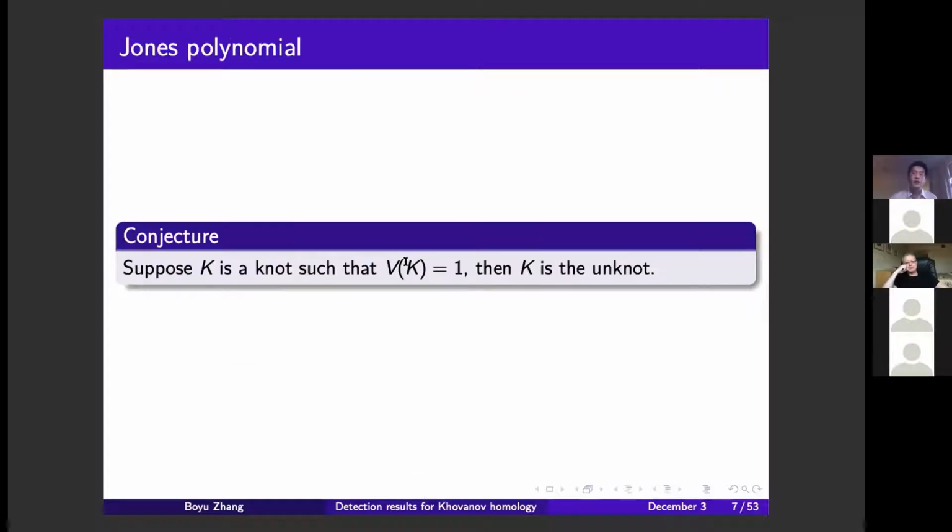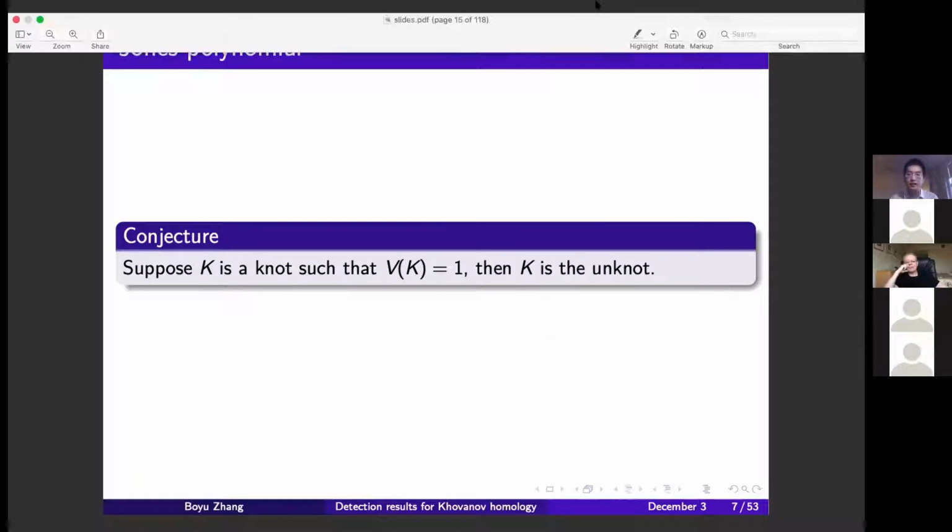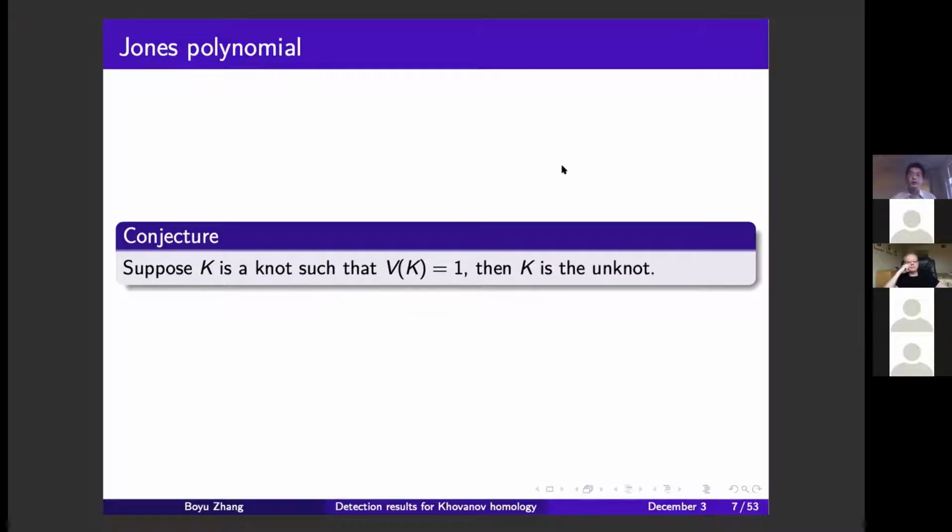A long-standing question in the study of the Jones polynomial is whether it detects the unknot. In other words, if a knot K has Jones polynomial equal to 1, is K always isotopic to the unknot? Although this conjecture is still open today, we do know of a lot of detection results for a categorification of the Jones polynomial, called Khovanov homology.